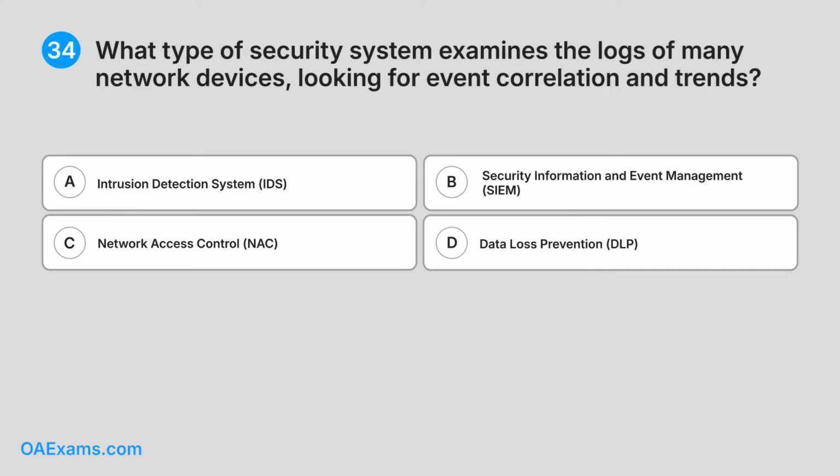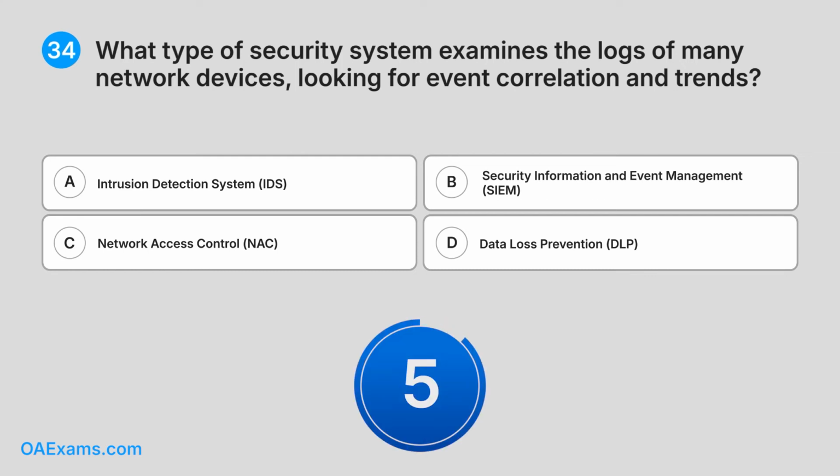34. What type of security system examines the logs of many network devices, looking for event correlation and trends? A. Intrusion Detection System, IDS. B. Security Information and Event Management, SIEM. C. Network Access Control, NAC. D. Data Loss Prevention, DLP. What do you think is the answer?